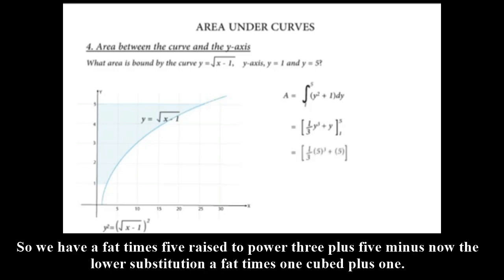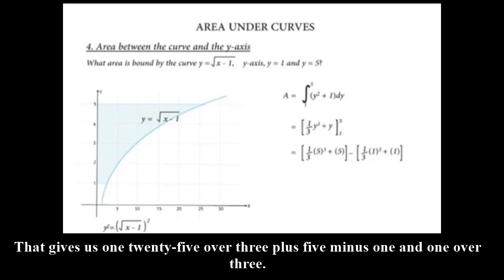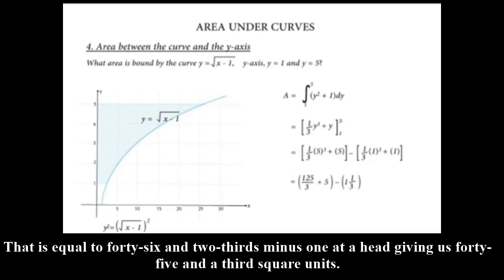So we have a third times 5 raised to power 3 plus 5 minus now the lower substitution of a third times 1 cubed plus 1. That gives us 125 over 3 plus 5 minus 1 and 1 over 3. That is equal to 46 and 2/3 minus 1 a third, giving us 45 and a third square units.